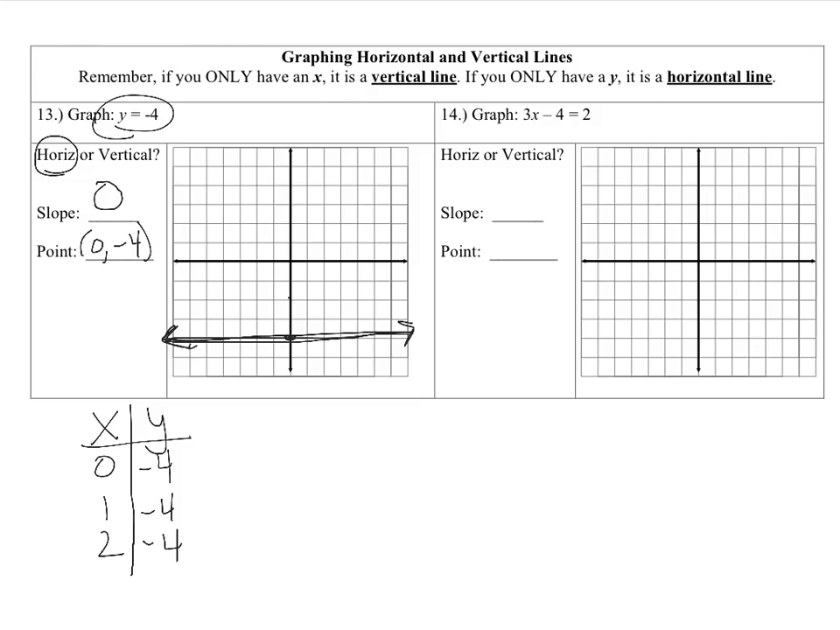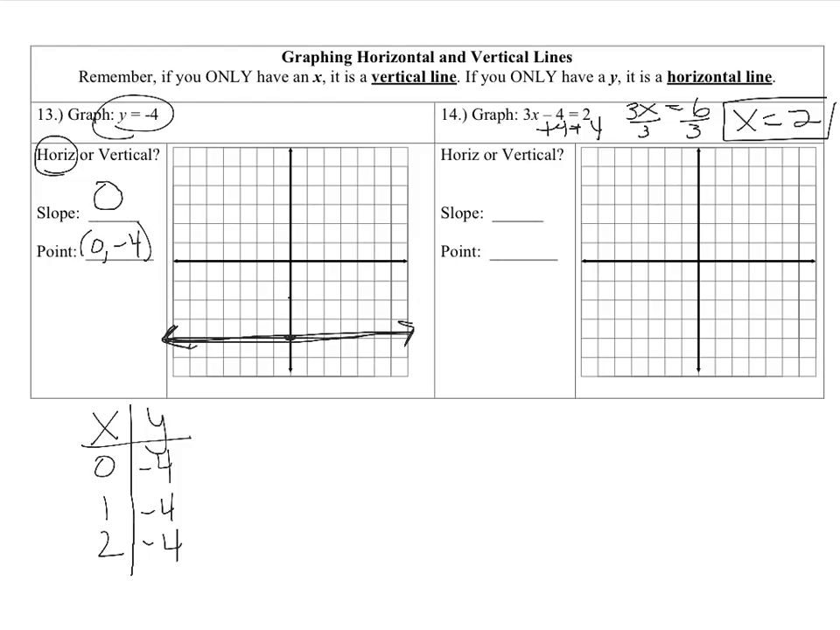Now, number 14, you may look at that and go, what? I have no idea what to do. Well, this one, you only have an x value. And right now, x isn't alone, so what we need to do is we need to solve for x here. So I'm going to add 4 to both sides. I'm going to do that up here, and then I'm going to write it off to the side. So I'm going to have 3x equals, well, 2 plus 4 is 6. And then we're going to divide by 3, and we then get the equation x is equal to 2. So what I had to do is I had to put it in a usable form.